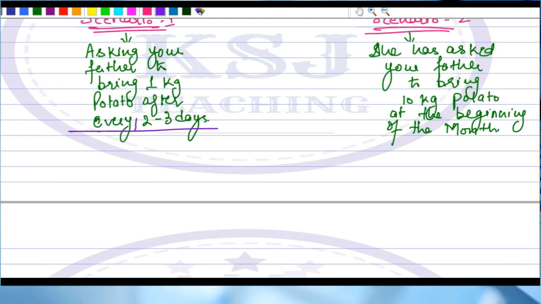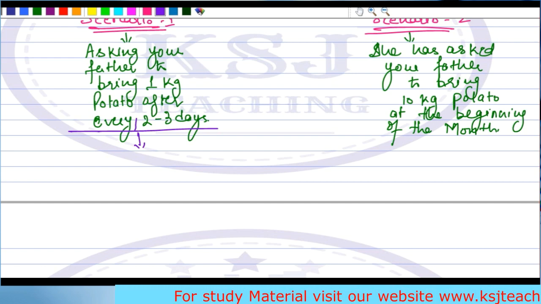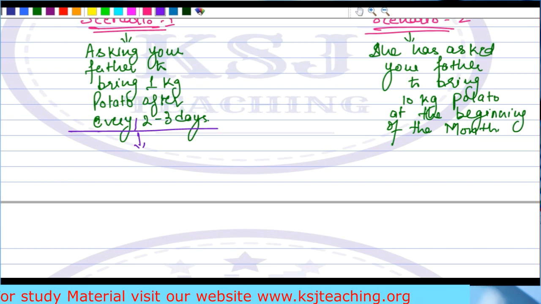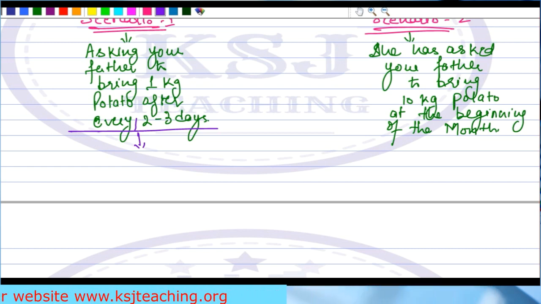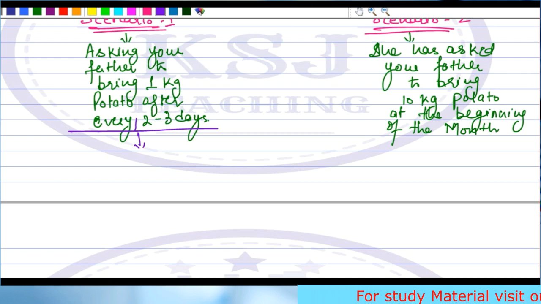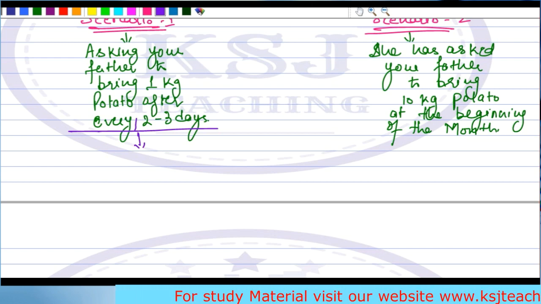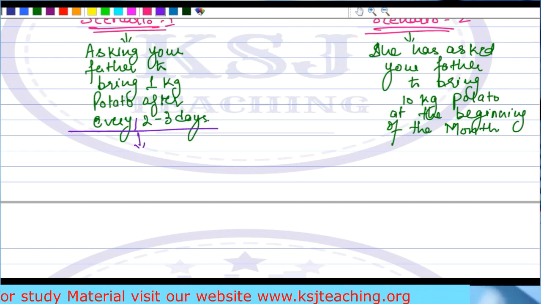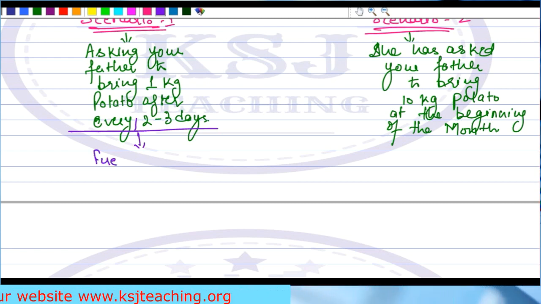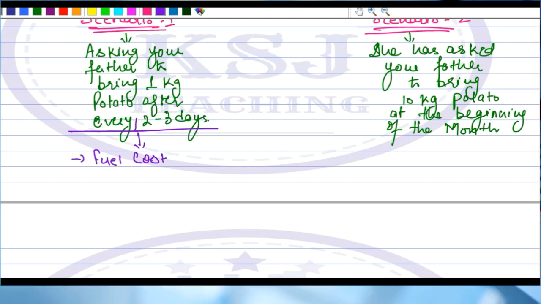Sir, two things will happen in scenario number 1. One thing, your father will have to go every 2 to 3 days to the vegetable market. If the vegetable market is say 2 to 3 kilometers away from your home, your father will go on a car or a motorbike, obviously, right? To bring those potatoes, what will it involve? It will involve cost. What cost? Sir, petrol or diesel cost, or fuel cost, I can say. It will involve fuel cost.